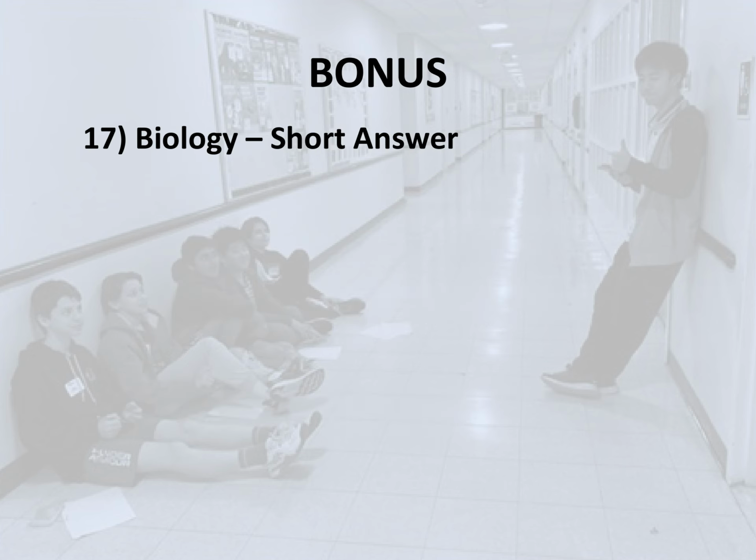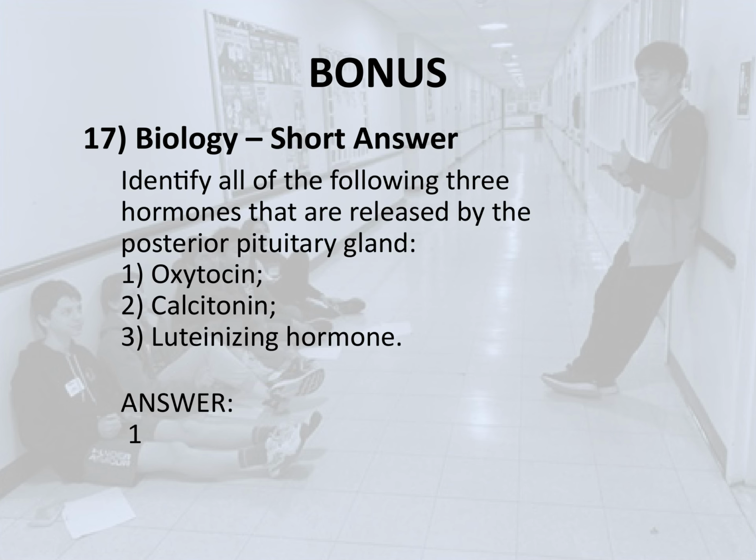Bonus, 17. Biology, short answer. Identify all of the following 3 hormones that are released by the posterior pituitary gland. 1. Oxytocin, 2. Calcitonin, 3. Luteinizing hormone. Answer, 1.